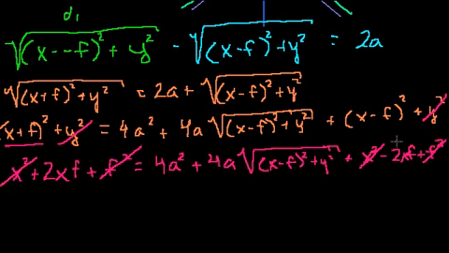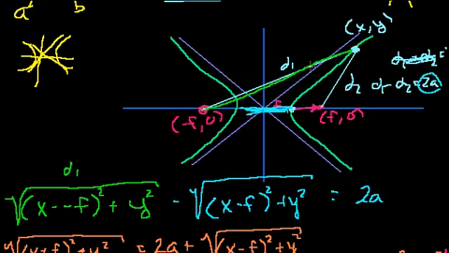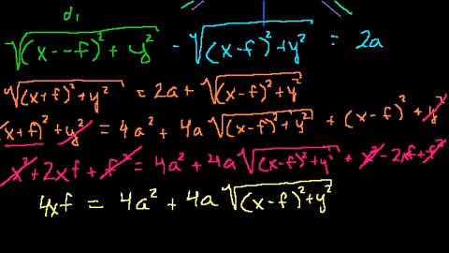If you add 2xf to both sides of this equation, what do you get? You get 4xf. Remember, I just brought this term over. This left-hand side is equal to 4a squared plus 4a times the square root of (x minus f) squared plus y squared. It's easy to get lost in the algebra. Remember, all we're doing, just to remind you of what this whole point was, is simplifying the difference of the distances between these two points, and then seeing how it relates to the equation of the hyperbola itself, the a's and the b's.